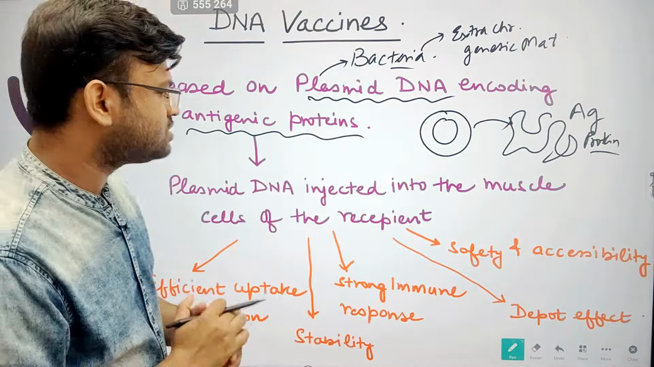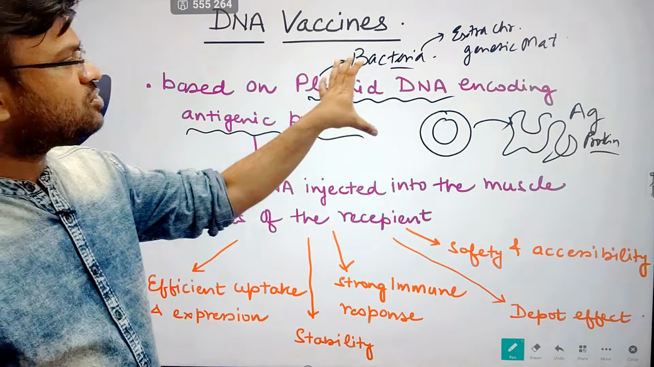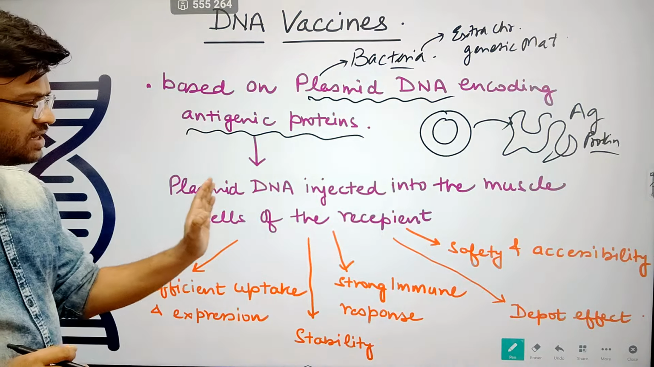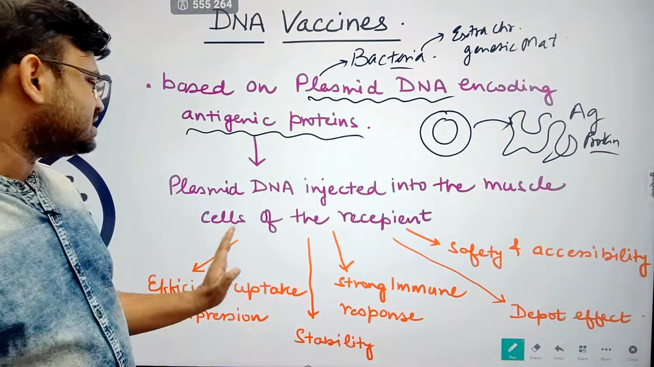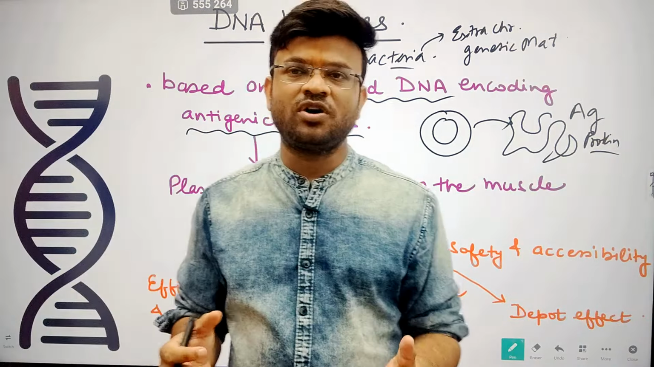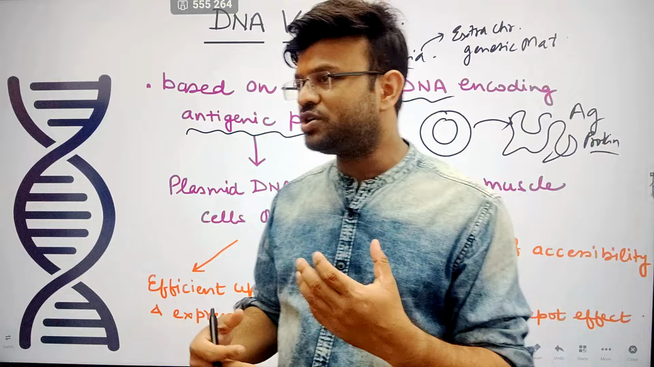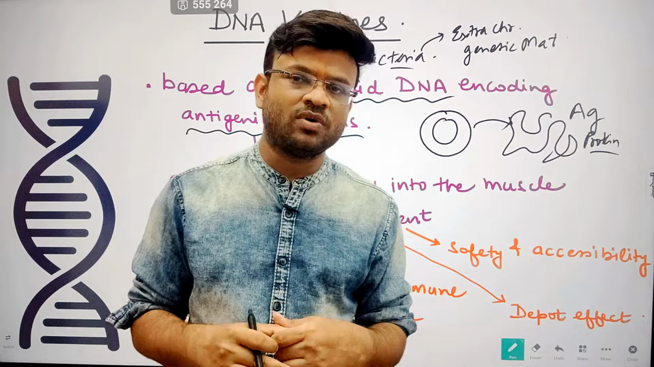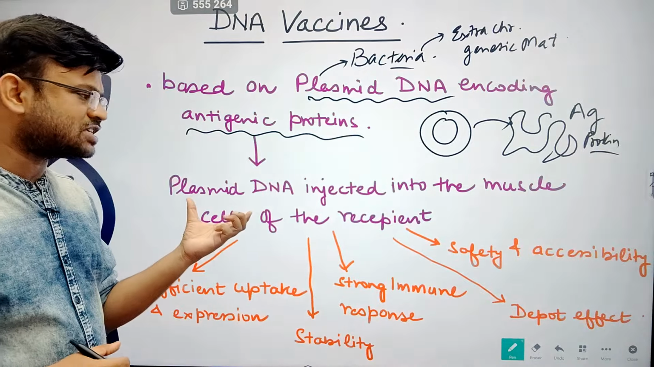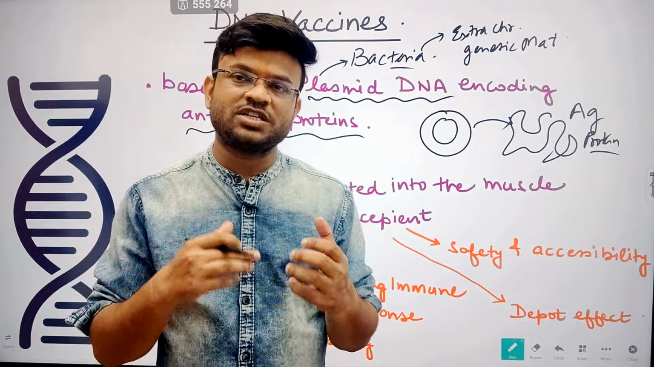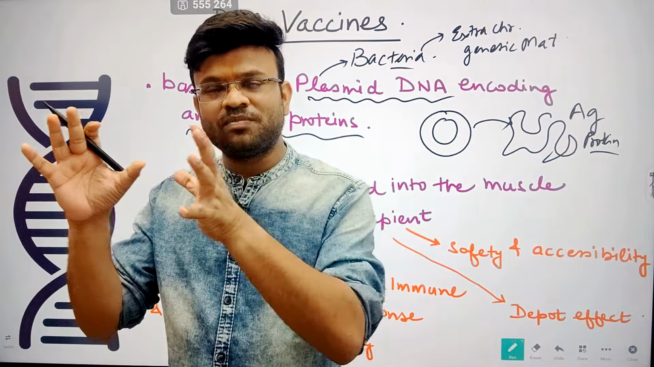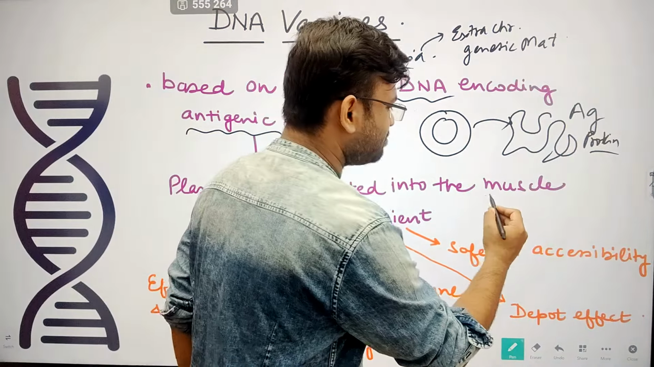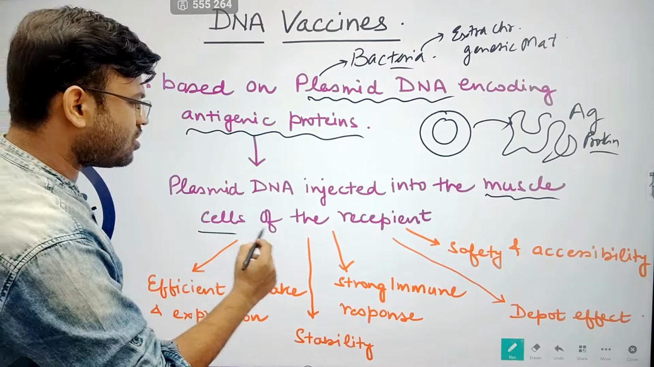So you would have understood the basic concept of DNA vaccine. What does a DNA vaccine involve? This is what we have discussed up till now: plasmid DNA injected into the muscle cells of the recipient. If I want to generate resistance against a particular pathogen, what will I do? I will take the plasmid DNA that is responsible for coding for that particular protein, and I will inject it inside the muscle cell of the recipient.